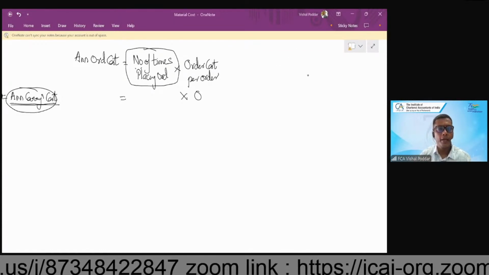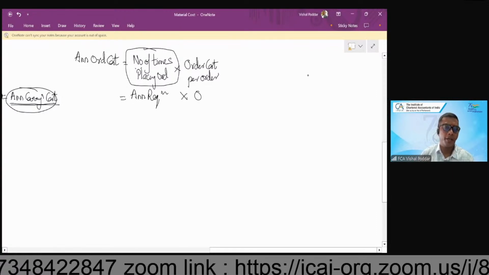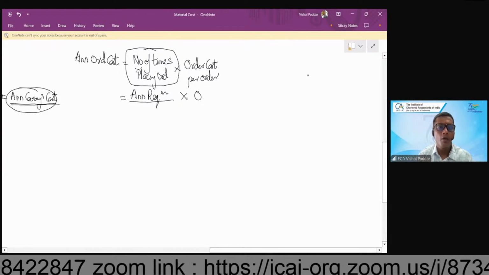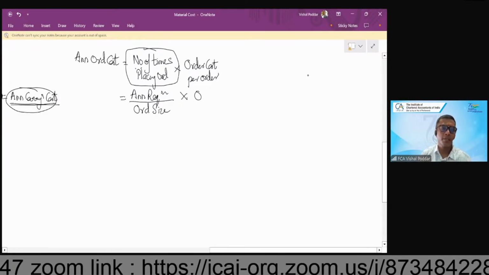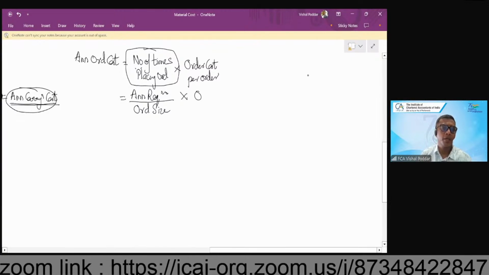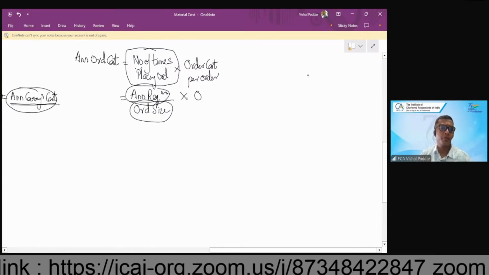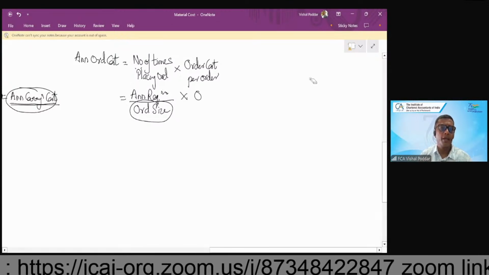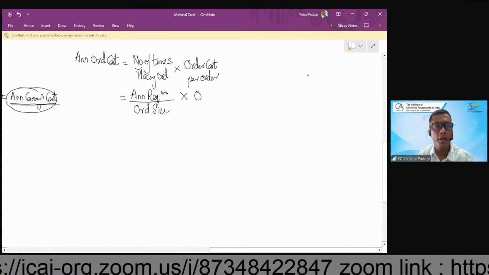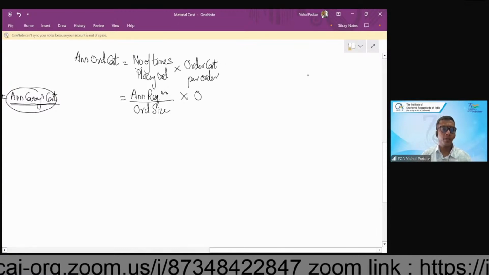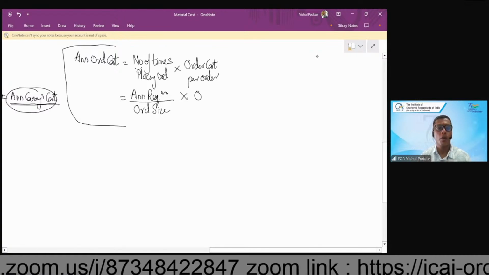So majority of you are right. I have one quantity which is my annual requirement, which in my example is 100 kgs, divided by whatever order size I fix. So if I fix 10 as my order size, 100 divided by 10, I'll get 10 times. If I fix 20 as my order size, then 100 divided by 20 is 5 times. So the number of times I go to the market is annual requirement upon the order size, the order quantity which I fix. This is the formula for computing my annual ordering cost.